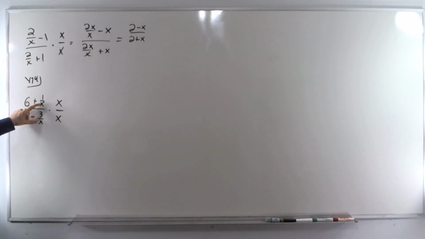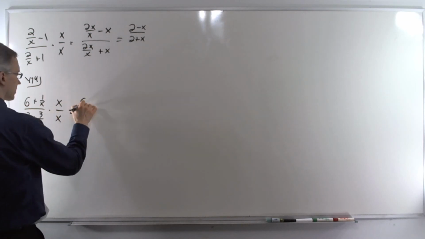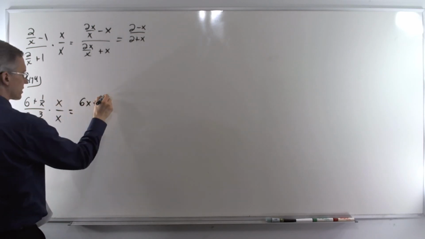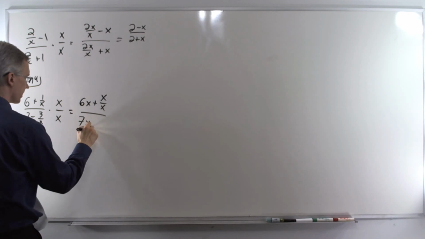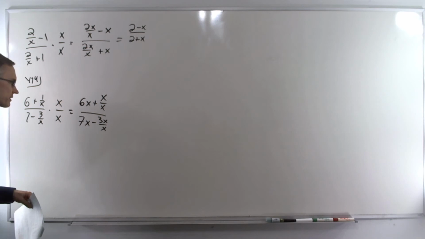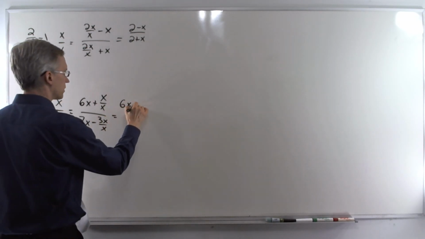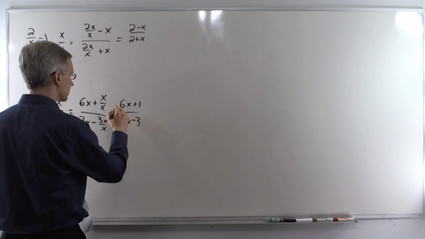Alright. Looking at the little fractions, x is in the denominator, so our LCD is x. So multiply the top and bottom by x over x. x times 6, that's 6x, plus x times 1 over x is x over x. And here, distribute in, we get 7x minus 3x over x. Now we can simplify, giving us 6x plus 1 and 7x minus 3.